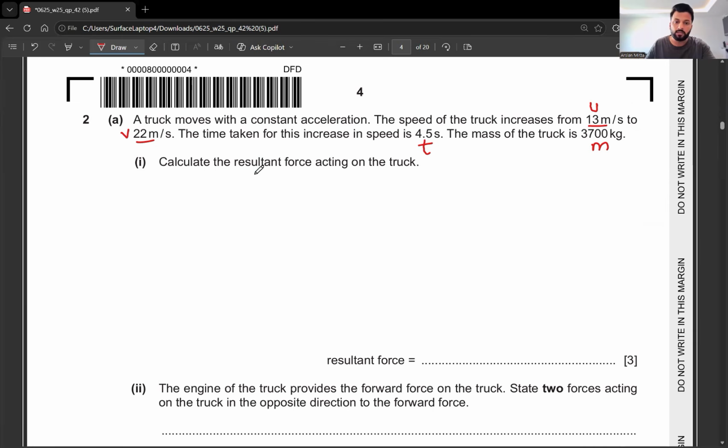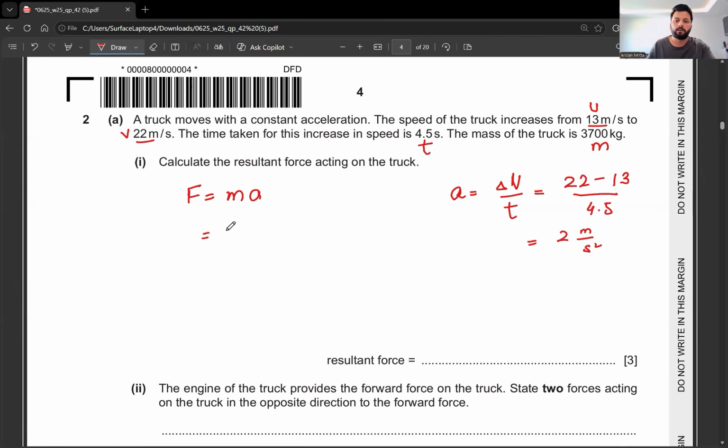Whenever you calculate the resultant force, like 90% of the time you will use F is equal to ma. We have mass and we have the data of acceleration. So we can find the acceleration by using change in velocity over time. How much is the velocity changed? 22 minus 13 divided by time, which is 4.5, right? So the acceleration will be 2 meters per second square.